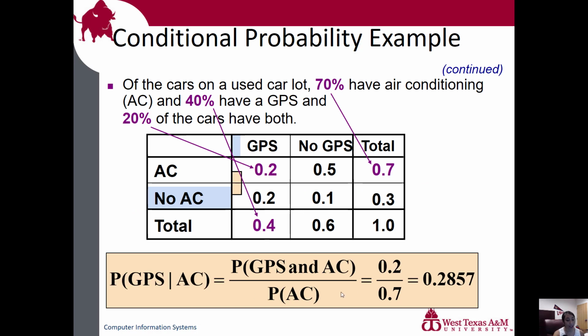So again, we can use that complicated equation, the probability of having a GPS given that it has AC. We have the probability of a GPS and the AC, which is 0.2 here. We can find that from our contingency table, divided by the probability of having an AC, which is 0.7. So the probability of having a GPS given that you have an AC is 0.2857. Again, I won't force you to calculate these things, but I do want you to know that you can calculate conditional probabilities.